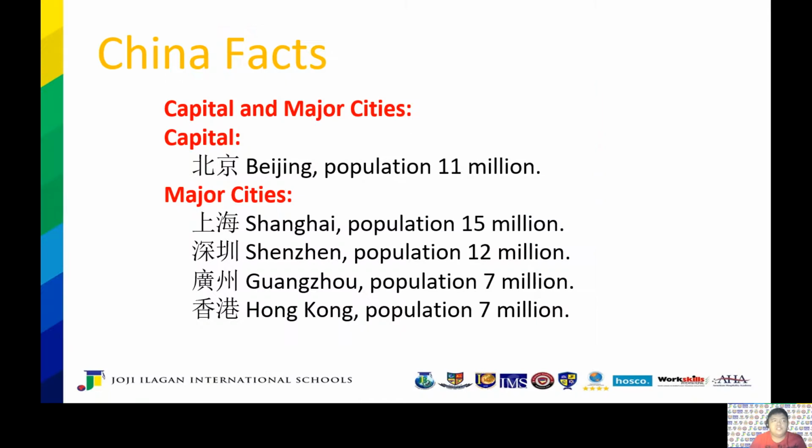So just some facts about China. Beijing is the capital, with a population of around 11 million. Shanghai, with a population of 15 million. Shenzhen, population of 12 million. Guangzhou, population of 7 million. And Xianggang, or Hong Kong, population 7 million.